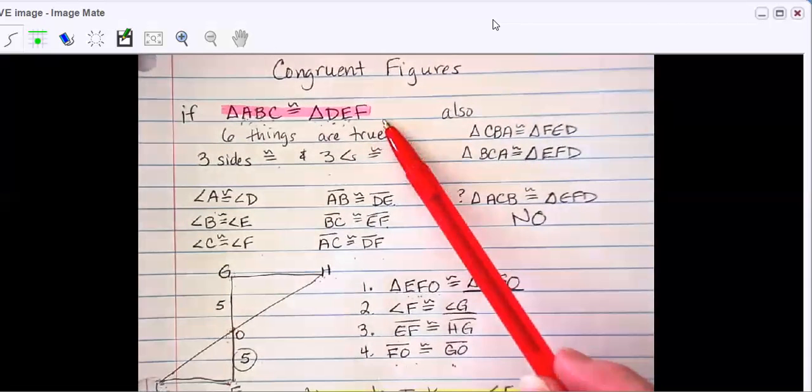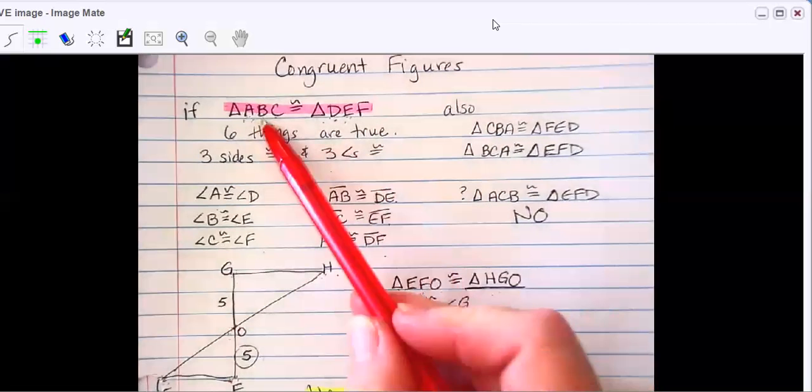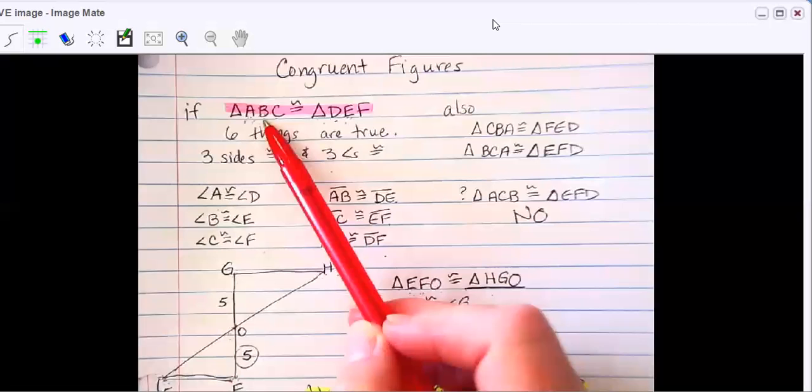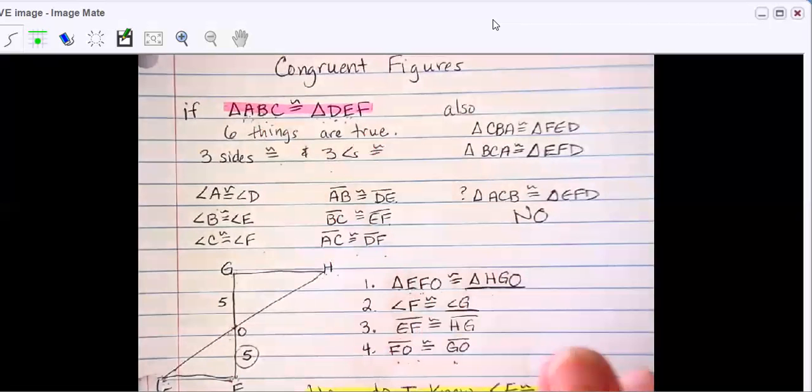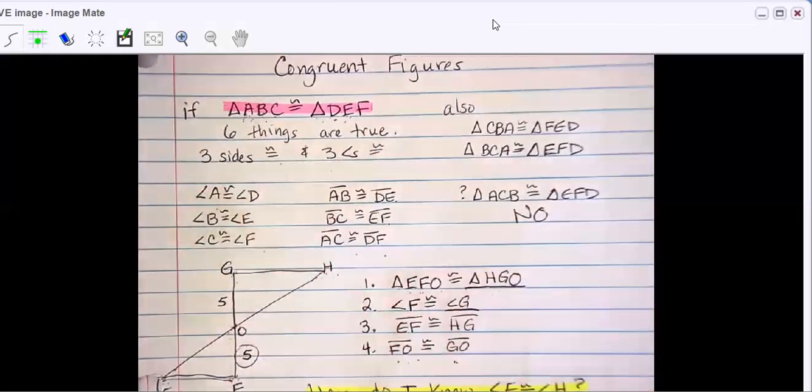Congruent figures. Anything can have a congruent figure, like a hexagon or octagon, but we're going to be dealing a lot more with triangles. If I'm told that triangle ABC is congruent to triangle DEF, there are 6 things that we know to be true. We know that 3 of the sides are going to be congruent and 3 of the angles are going to be congruent. And for us to know which one, we simply have to look at the letters. The first letter in each set is going to be congruent. Those are the angles. The second letters in each set will be congruent. And the third letters in each set will be congruent.